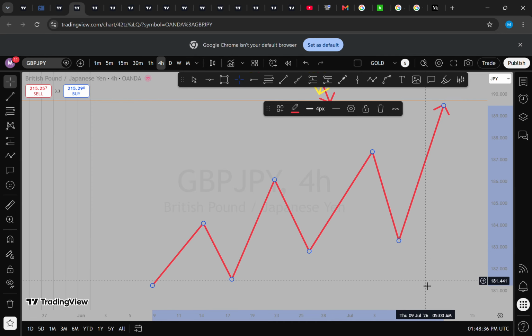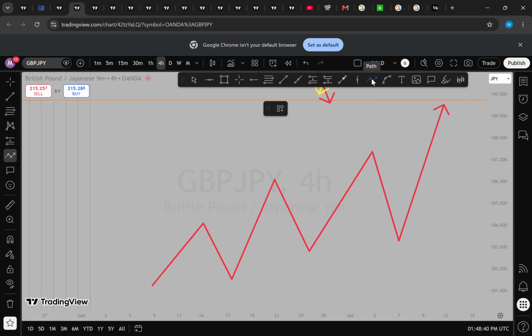higher high. Okay, so say for instance this is 4 hour. So on a bullish structure, 1 hour will be in this manner. 1 hour will be in this manner.